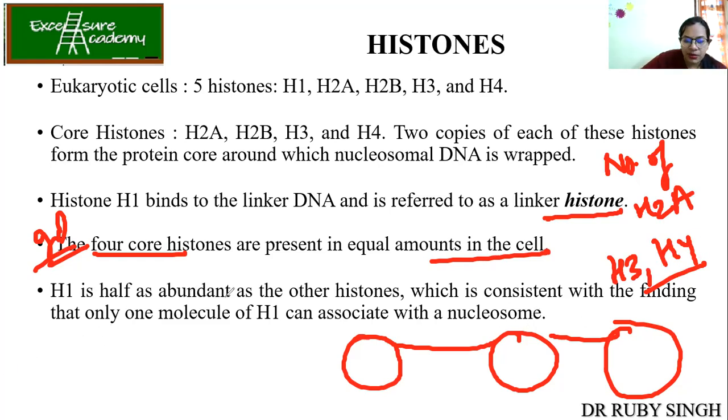H1 is half as abundant as the other histones. So here H1 is half. If the nucleosomes are 400, how many H1 will there be? Half of that. This is consistent with the finding that only one molecule of H1 can associate with the nucleosome.